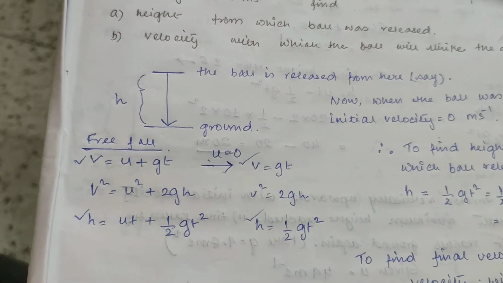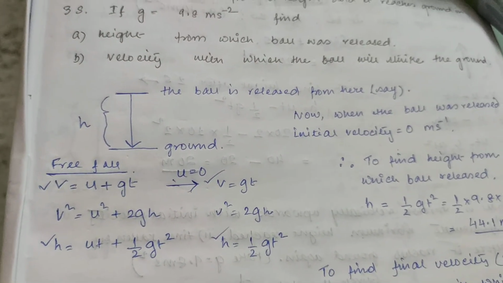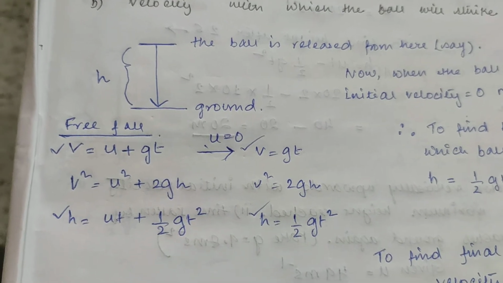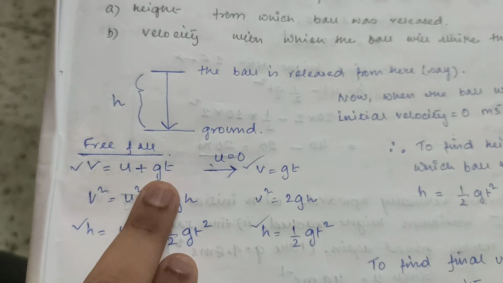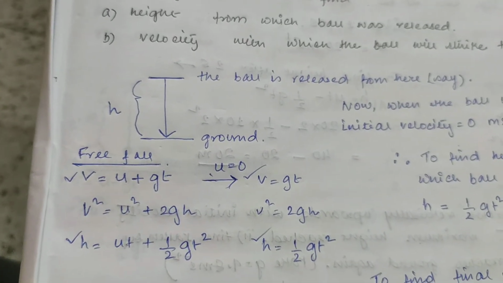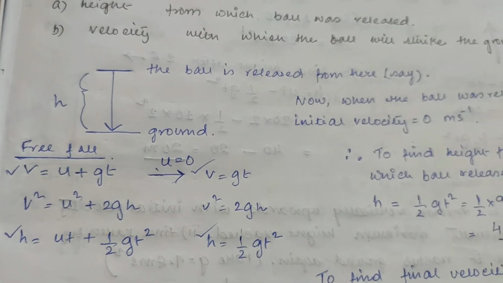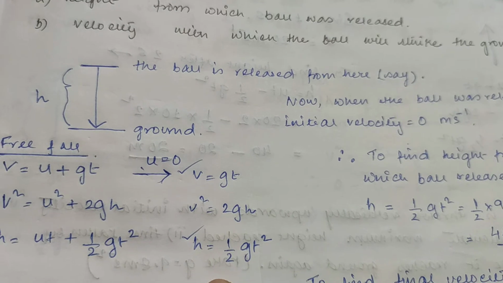Now see the three equations of motion for free fall, which we have learned in the video lesson. V equals u plus gt, because the ball is falling down, so plus g. V square equals u square plus 2gh. H equals ut plus half gt square. Now if u is equal to 0, these equations will turn out like this, obviously.